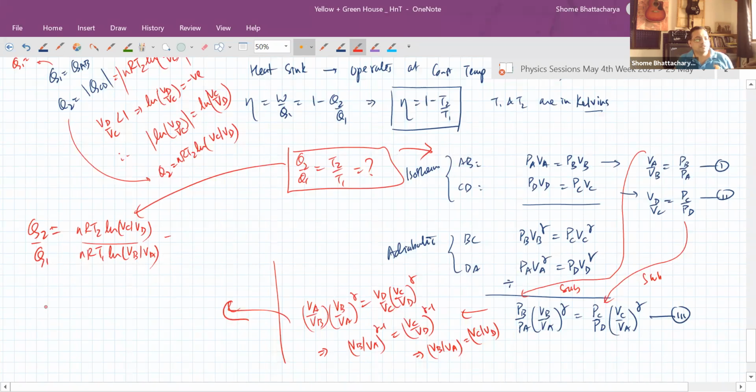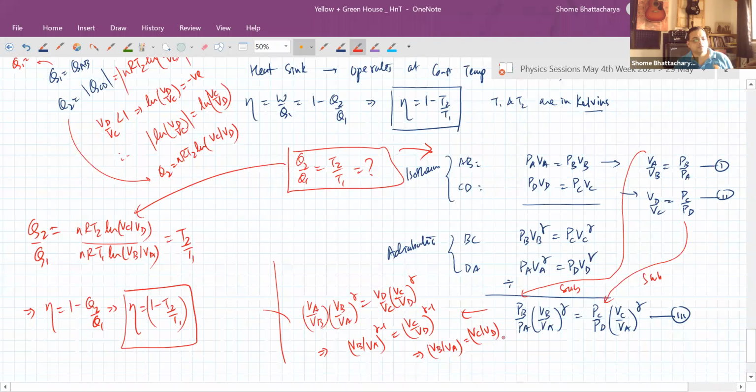And hence the efficiency, which is 1 minus Q2 by Q1, becomes 1 minus T2 by T1. So this is finally proved. Substituting this result over here. This result. That's how we are getting this step.